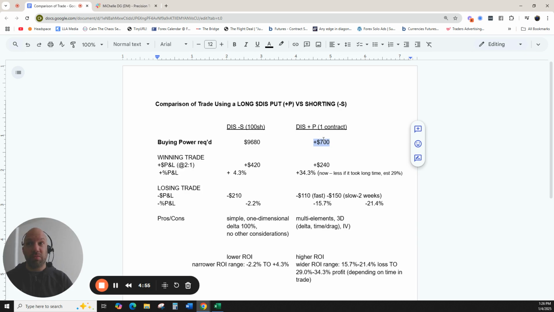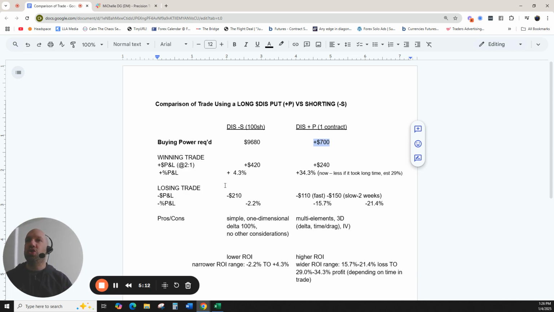All right, you guys getting this? All right, that's awesome. So $700 is what you would need. A little bit more. Let's just pretend you have 1,000 in your account, so you're using $700 of buying power. Great. Now let's look at the winning trade. Let's look at the profit and loss.